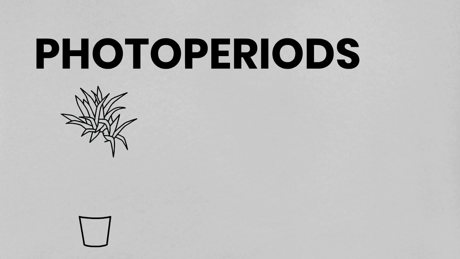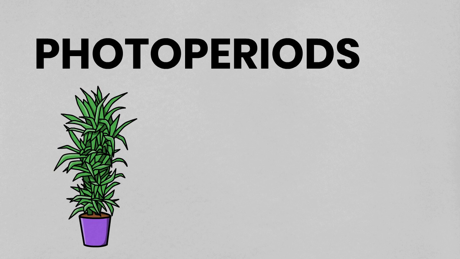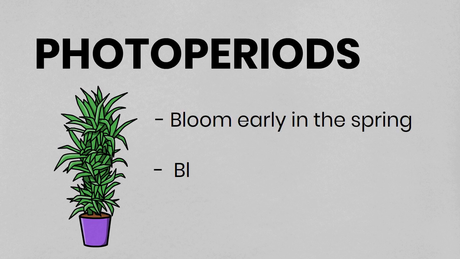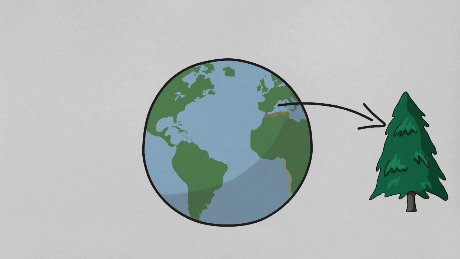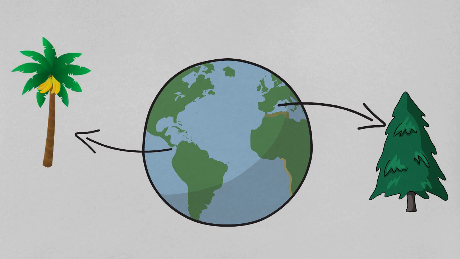Those periods of light and darkness are called photoperiods, and different types of plants need different photoperiods. For example, some plants and flowers bloom early in the spring, while others bloom later in the summer. In the fall, as the days grow shorter, some plants go dormant for the winter, while others, such as evergreen trees in northern climates, or banana tree in southern climates, are less affected by the change in the seasons.